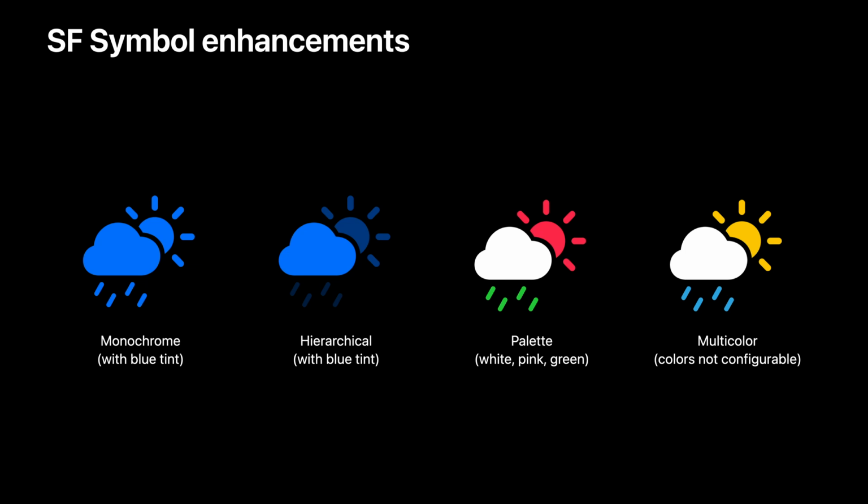Hierarchical symbols apply a single runtime-specified tint color to a hierarchy of layers. Palette symbols allow multiple colors to be explicitly specified. And multicolor symbols, previously available only in AppKit and SwiftUI, have a fixed multicolor representation. New APIs for using all these colorful modes are available in UIKit, SwiftUI, and AppKit.